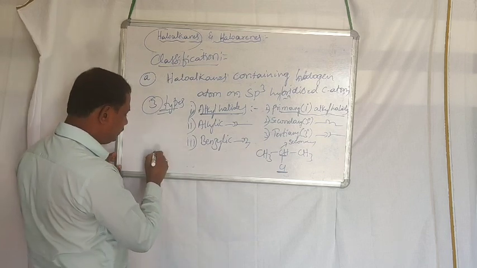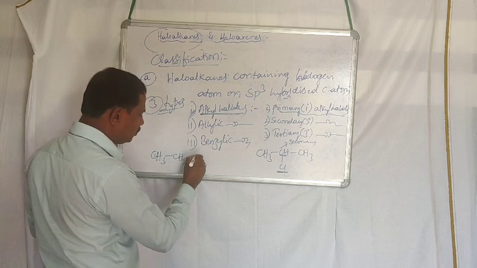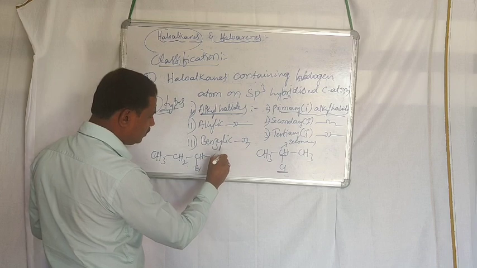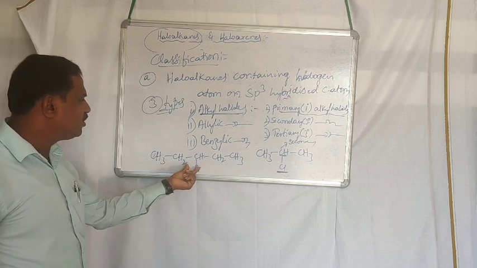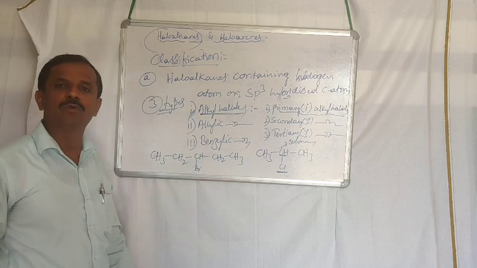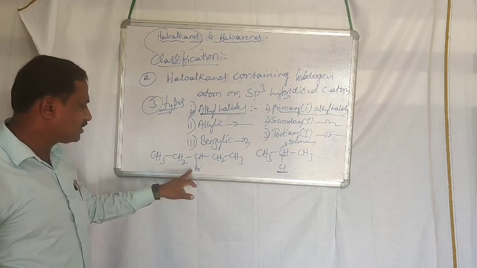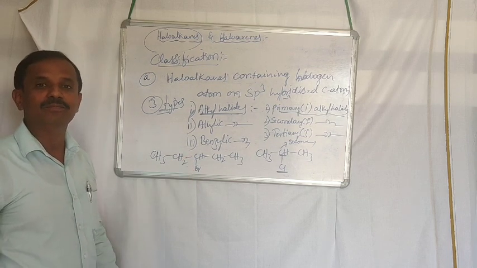You take another example, CH3CH2CHBrCH2CH3. This is 3-bromopentane. It is another example of secondary alkyl halides because the bromine atom is attached to a secondary carbon atom.